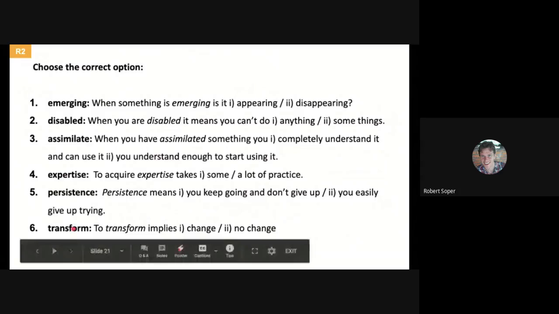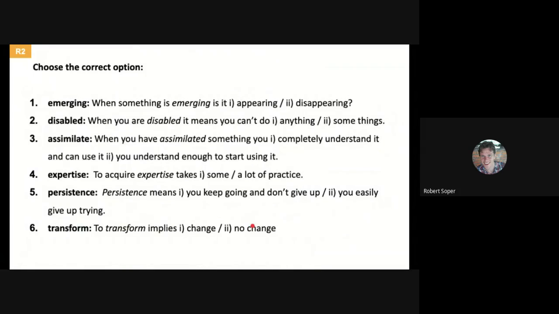Number 6, transform. To transform implies change or no change. I think we had this one already, and to transform implies change. So transform is when one thing changes to something else.